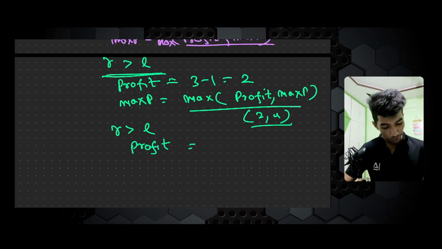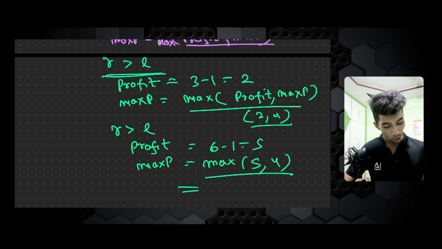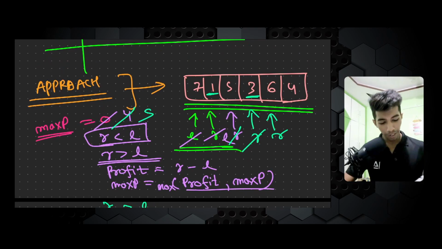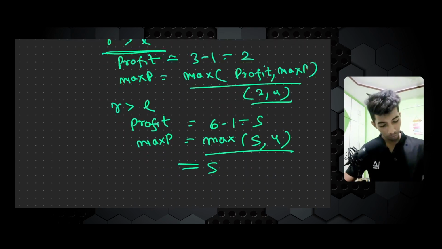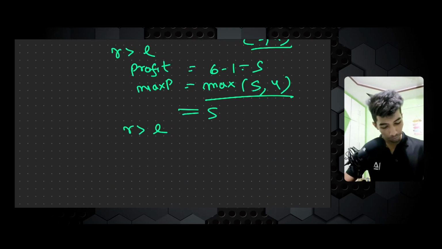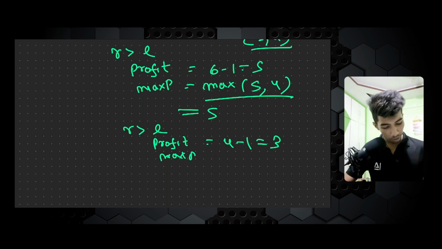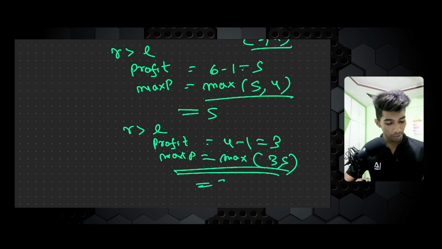I will calculate the profit and my profit will be 6 minus 1, which will be 5. And when I find the maximum profit, it will be 5 and 4. So we all know 5 is greater, so my max will be updated as 5. And when my R comes over here, similar cases will be happening. Profit will be this time 4 minus 1, which will be 3. When I calculate the max profit, max of 3 and 5, I will get 5 as an answer.